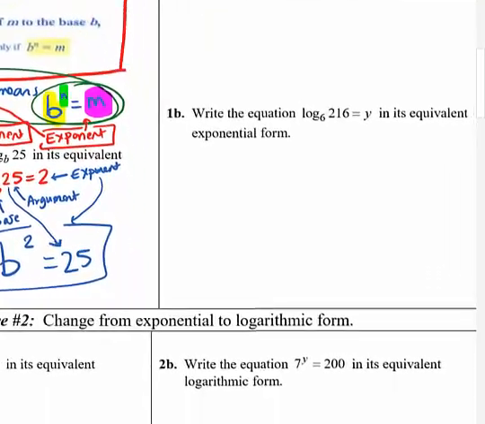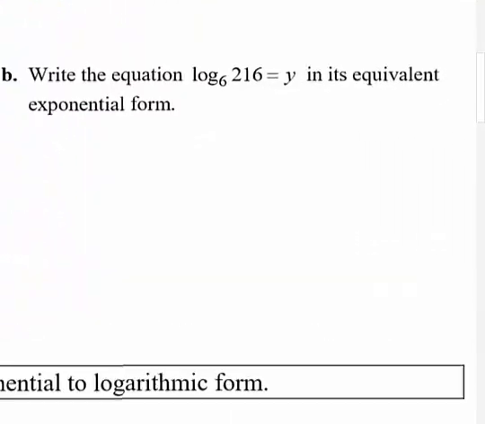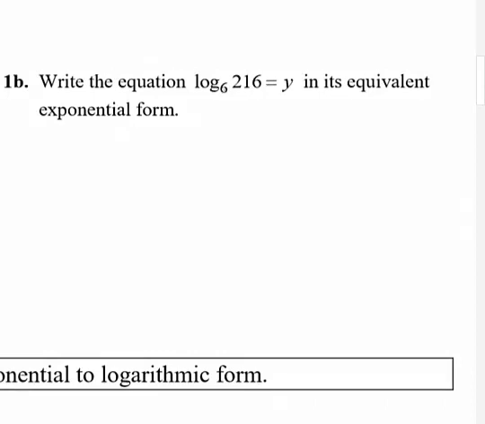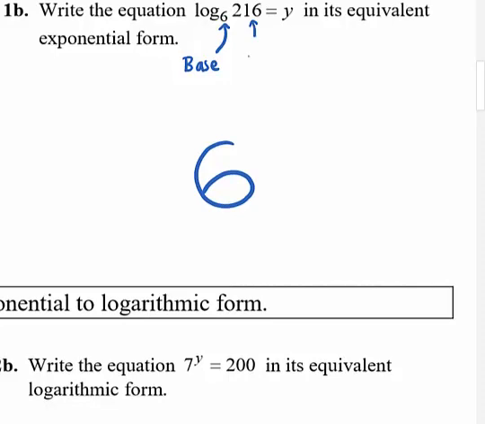Let's try this other one. We've got log base 6 of 216 equals y. We just have to label the parts, either in your mind or actually writing it out. The little guy, 6, is the base, so I know that's what's being raised to the power. The big number is the argument. I usually fill that in last because it's hardest to remember where that goes. And y, the number on the other side of the equation, is the exponent.